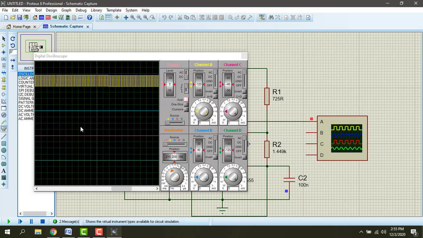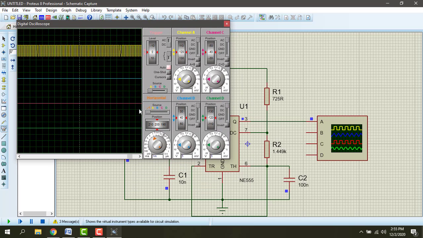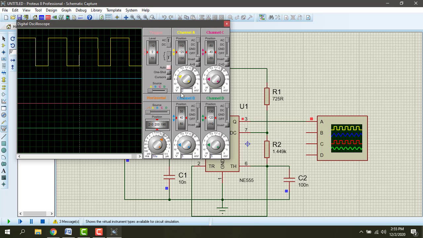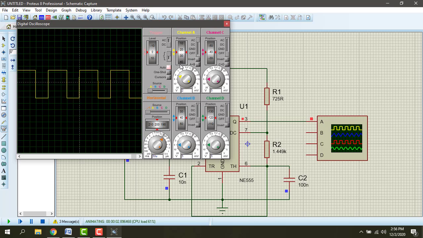I run the simulation. I got the waveform. We totally turn off all the channels: channel C, channel D, channel B. Only channel A is enough. Okay, this is my time scale. Time scale is set as 50 microseconds. So the knob on the 50 microsecond set ஆயிருக்கு.